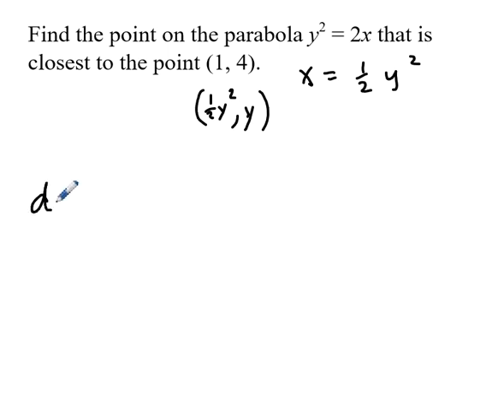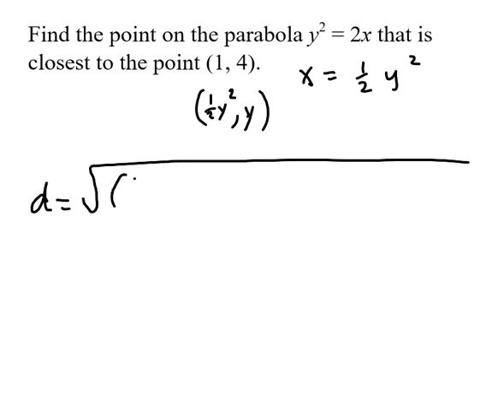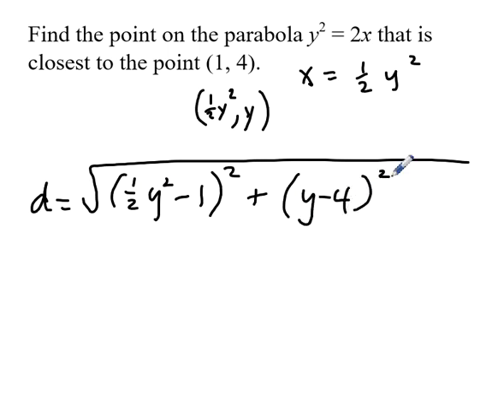Now, the distance, using the distance formula, is the square root of (1/2 y squared minus 1) squared plus (y minus 4) squared. Not digging the square root because it's going to be really tough to take the derivative of, so I'm going to square both sides.